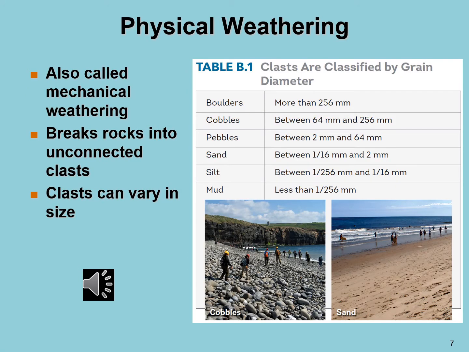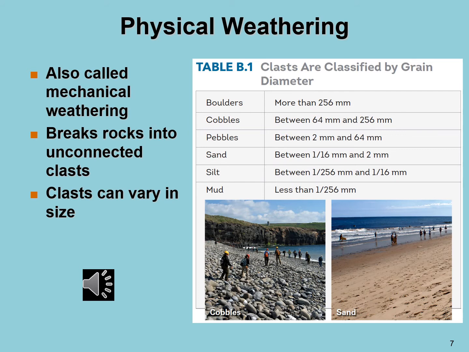Physical weathering, also referred to as mechanical weathering, breaks intact rock into unconnected clasts. Clasts, spelled C-L-A-S-T-S, are individual grains or chunks of rock. Each size range of clast has a name as shown in Table B.1. You need to be familiar with this table.